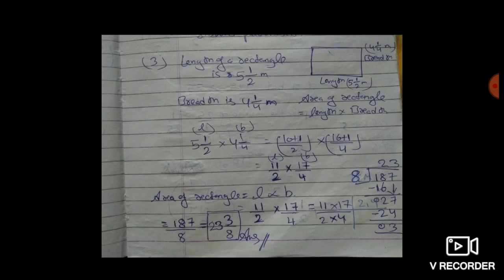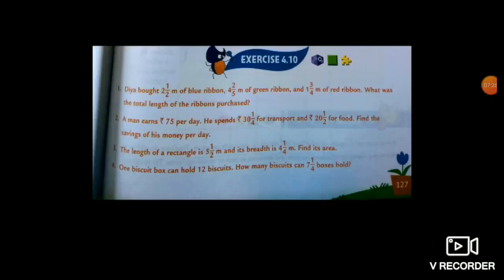The answer is in improper fraction, so here we do the division method, and the answer of this improper fraction is 23 integer 3/8. This is our total answer. Next, question number 4, I'm going to explain from this exercise.